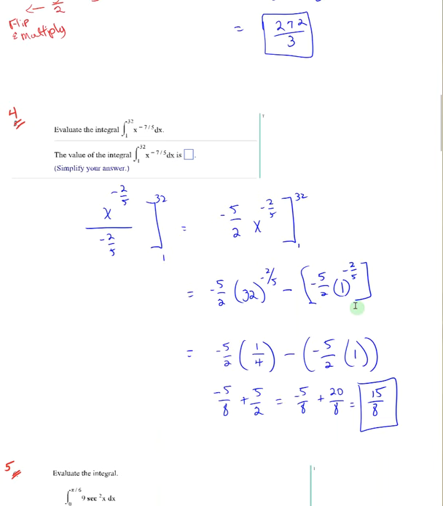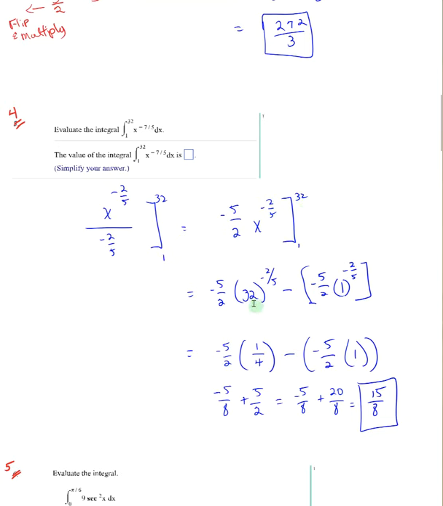Let's go to number 4. We have x to the negative 7/5 integrated from 1 to 32. So when we do this, it's the same idea. We've got to add 5/5 to this number. So that becomes x to the negative 2/5 over negative 2/5. Flip this and multiply. So now we've got negative 5/2 x to the negative 2/5 evaluated 1 to 32.